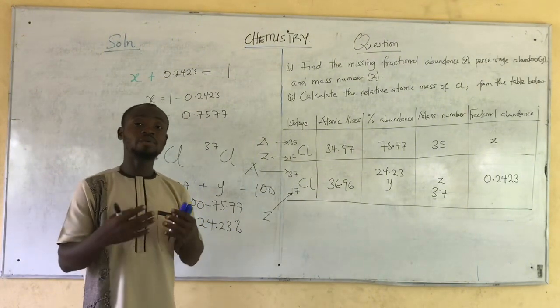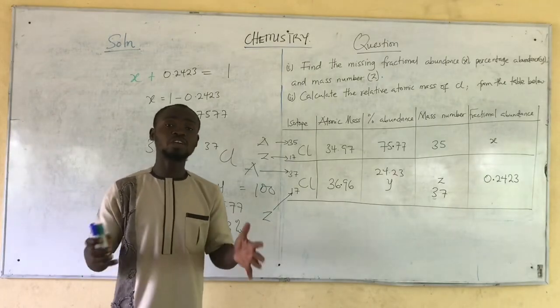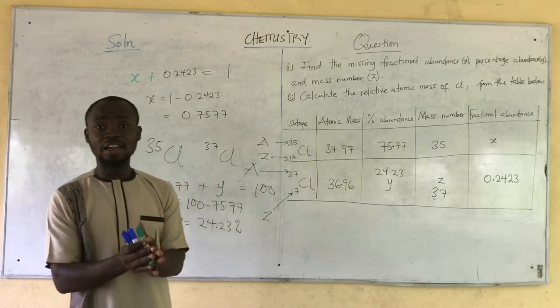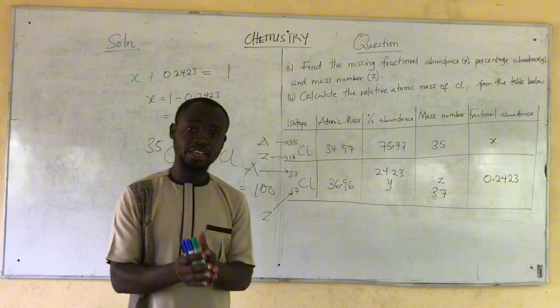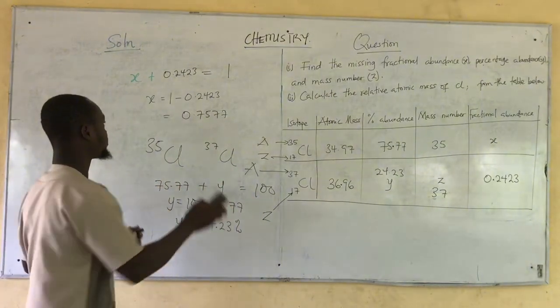That is how we can identify the percentage abundance or the fractional abundance if we know one and we are asked to find the remaining ones. If it is percentage abundance, the total should be 100. If it is fractional abundance, the total should be 1. Now let's move on to the second question.